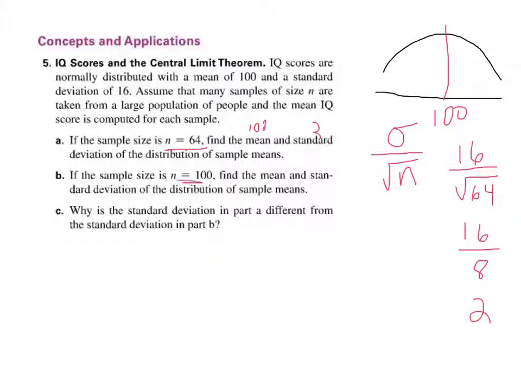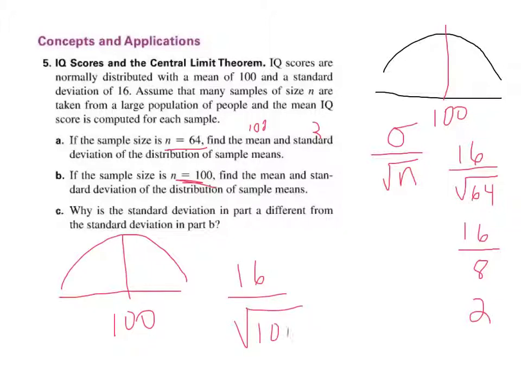Now what happens if we have samples of size 100? Well, we still know that the mean is 100. That doesn't change. We just know it's going to have a much tighter cluster of samples, so we're going to take that population standard deviation and divide it by the square root of 100, because our samples are now 100 big. So that's going to be 16 over 10, which is 1.6.